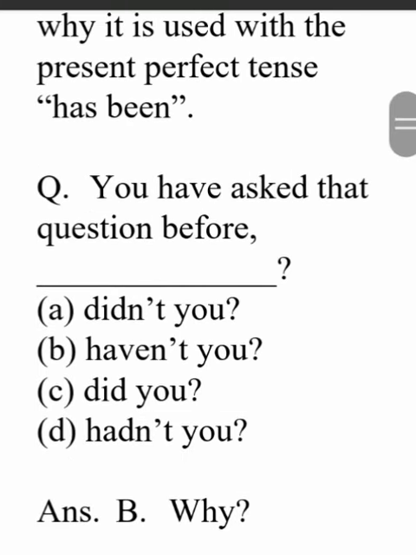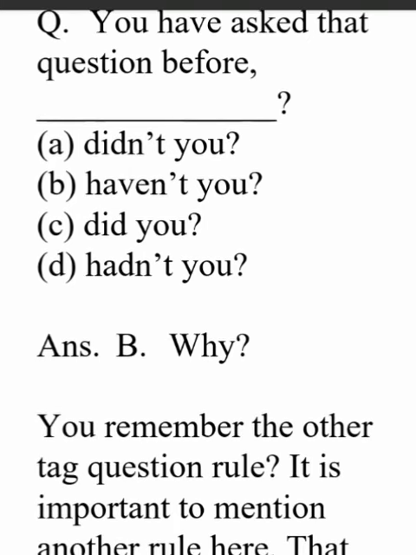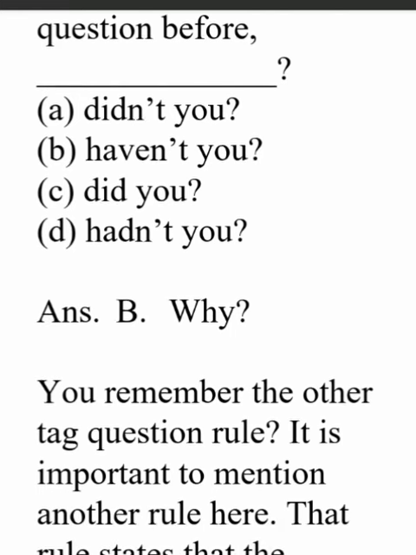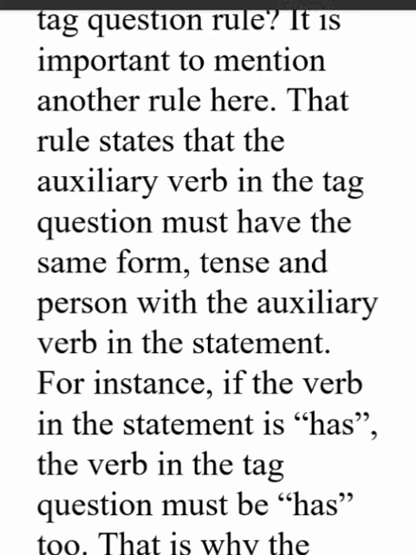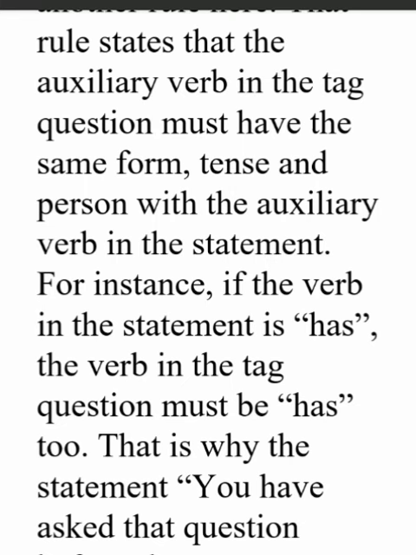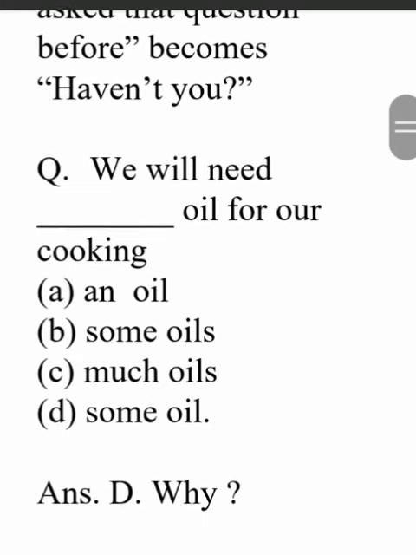Question: you have asked that question before, dash? A. Didn't you? B. Haven't you? C. Did you? D. Hadn't you? Answer: B. Why? You remember the other tag question rule? It is important to mention another rule here. That rule states that the auxiliary verb in the tag question must have the same form, tense and person as the auxiliary verb in the statement. For instance, if the verb in the statement is has, the verb in the tag question must be has too. That is why the statement, you have asked that question before, becomes haven't you?